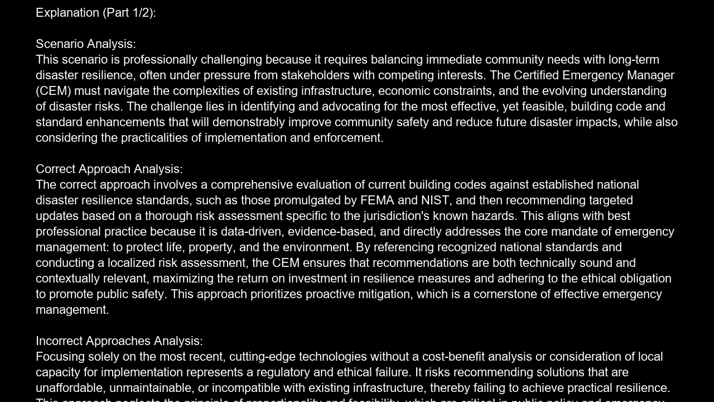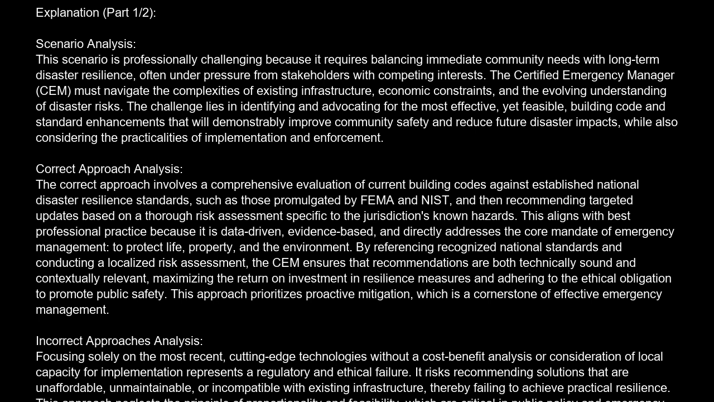Explanation. Scenario analysis. This scenario is professionally challenging because it requires balancing immediate community needs with long-term disaster resilience, often under pressure from stakeholders with competing interests. The Certified Emergency Manager, CEM, must navigate the complexities of existing infrastructure, economic constraints, and the evolving understanding of disaster risks. The challenge lies in identifying and advocating for the most effective, yet feasible, building code and standard enhancements that will demonstrably improve community safety and reduce future disaster impacts, while also considering the practicalities of implementation and enforcement.